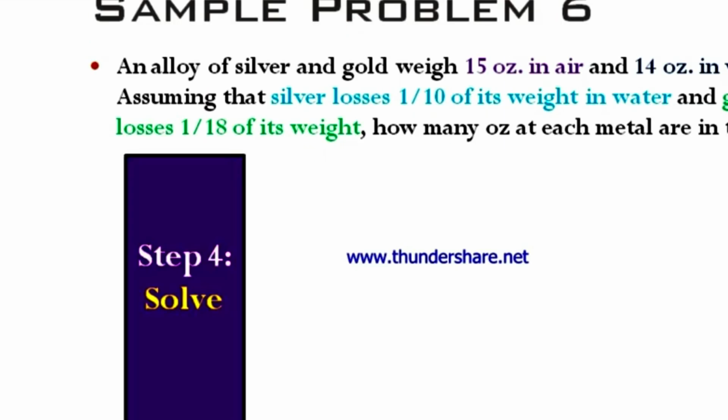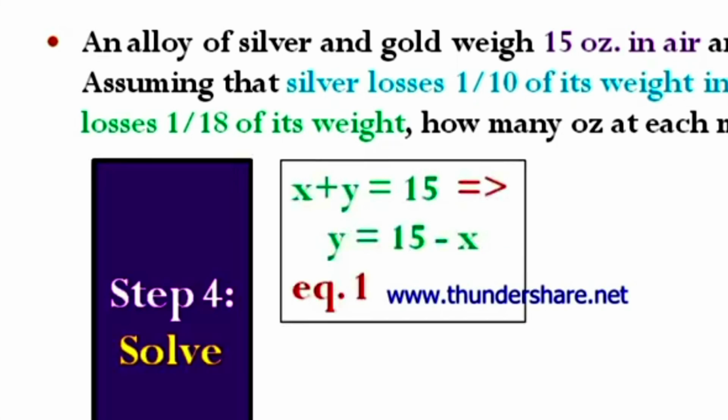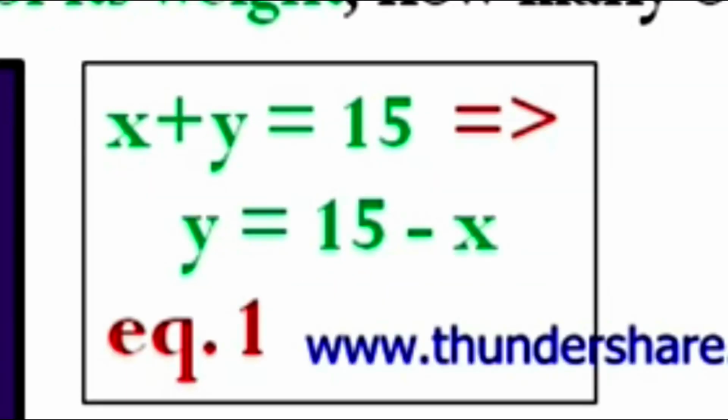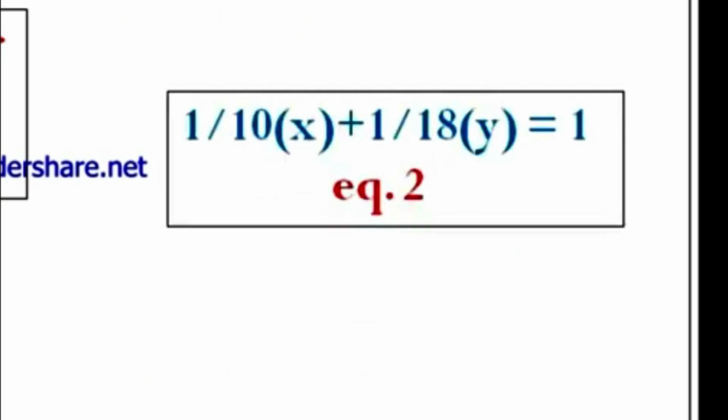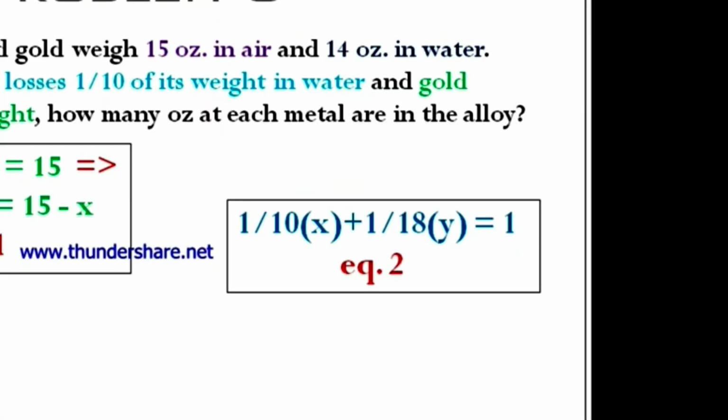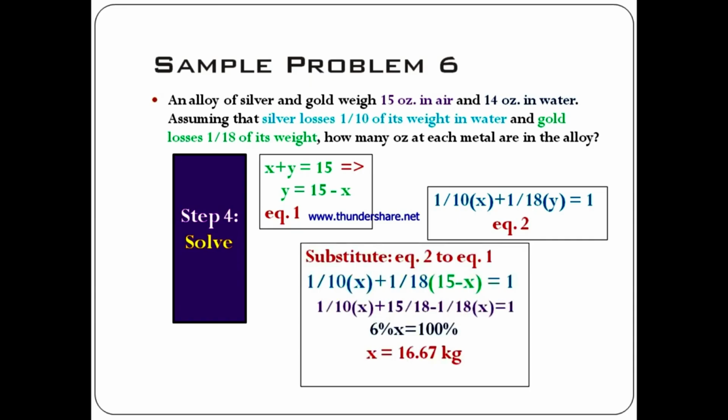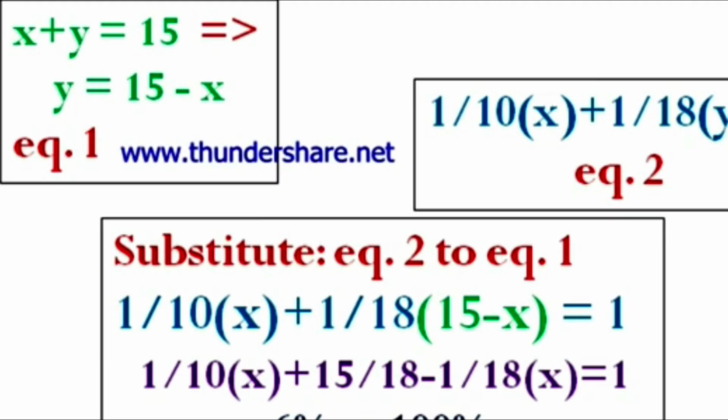So, step 4, solve. Equation 1, X plus Y is equal to 15. Isolate Y, Y is equal to 15 minus X. Equation 2, I use 1/10 X plus 1/18 Y is equal to 1. And we substitute, that's supposed to be equation 1 into equation 2, so just correct that. So 1/10 times X plus 1/18 times 15 minus X is equal to 1. Distribute the 1/18. So 1/10 X plus 15/18 minus 1/18 X is equal to 1.